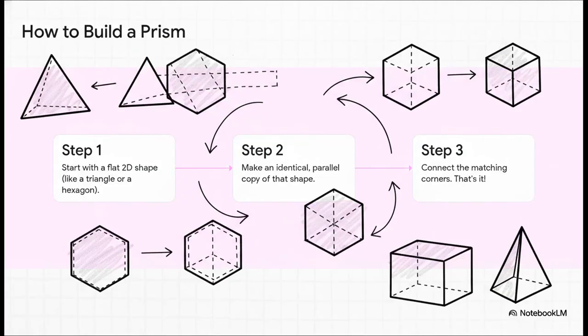So how do you make one of these prisms? It's so simple. Just start with any flat shape you can think of. A triangle, a square, whatever. Now, imagine you make an identical copy of it and just let it float right above the first one. And the last step? Just connect the dots. You connect the matching corners. See, you're not really building a shape, it's more like you're stretching it. You're pulling a 2D shape up into the third dimension.